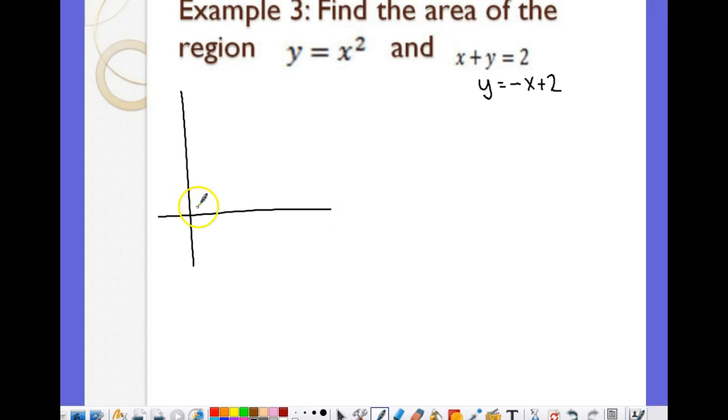So if we have y equals x squared, that's 0, 0, 1, 1, 2, 4. If I graph my other curve, the second line, y equals negative x plus 2, it goes through the y-intercept 0, 2.